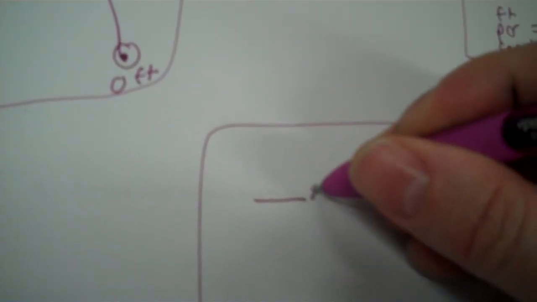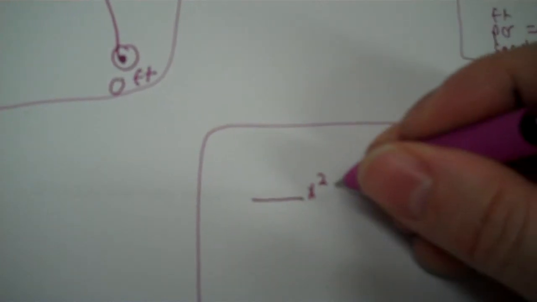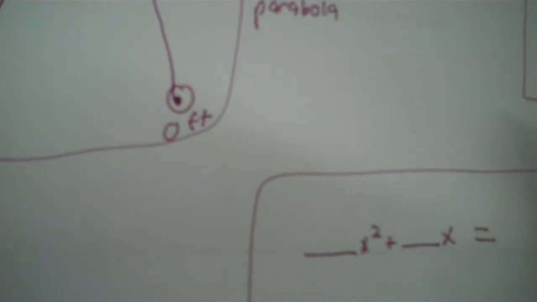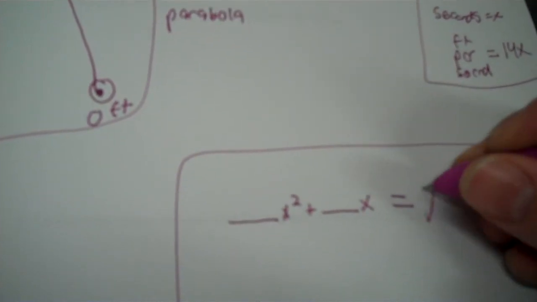Now here's how you're going to write the equation now. When you have a graph that looks like this, instead of a line, you're going to go blank x to the second at this point plus blank x equals, okay? Equals y, I should say.